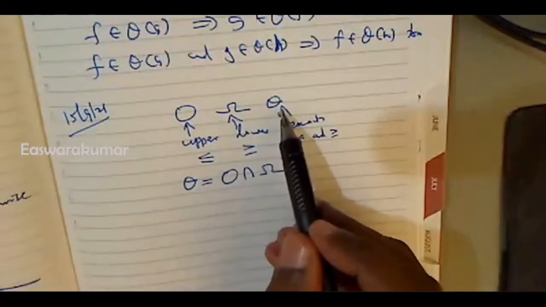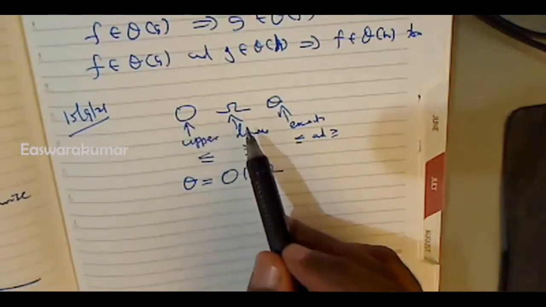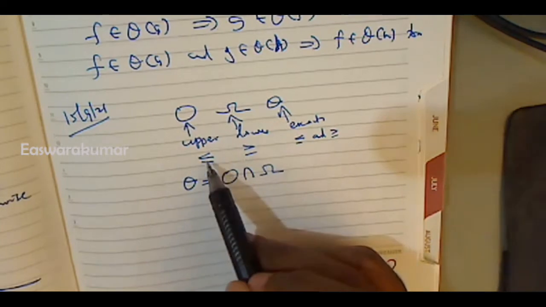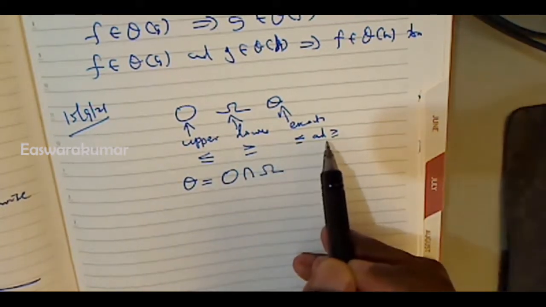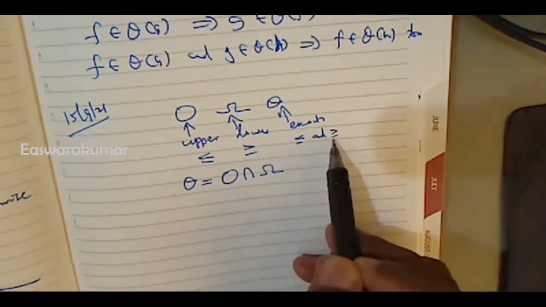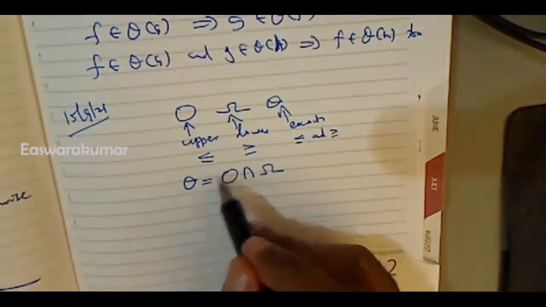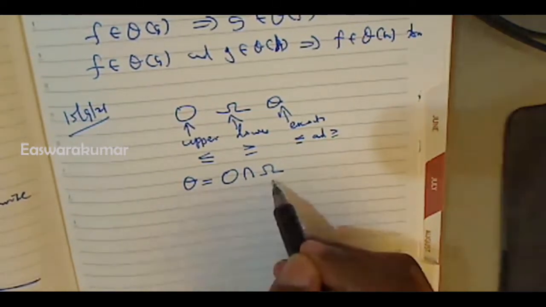Big omega and theta. This denotes the upper bound, and this denotes the lower bound, and this is the exact complexity. And in the respective definition, the inequality is here less than or equal to, here greater or equal to, here both less than or equal to and greater or equal to, right? So that means we can say theta equals big O intersection omega. Anyway, this is a set, this is a set.